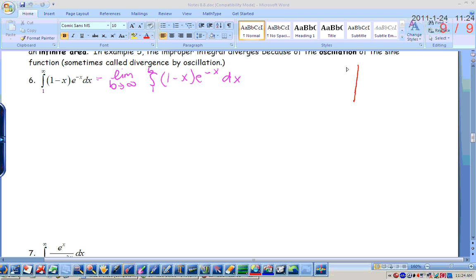Because if we were using the table method, we have to let u be the part whose derivative will go to 0, so that has to be 1 minus x. dv will be e to the negative x, and that is something I can integrate, so I'm good to go. All right, so the first derivative is -1. The second derivative is 0. The integral of e to the negative x is negative e to the negative x. And if I integrate that again, I'm going to get positive e to the negative x. Don't forget your plus, minus, plus, etc.